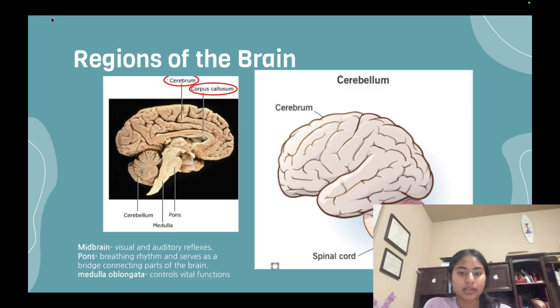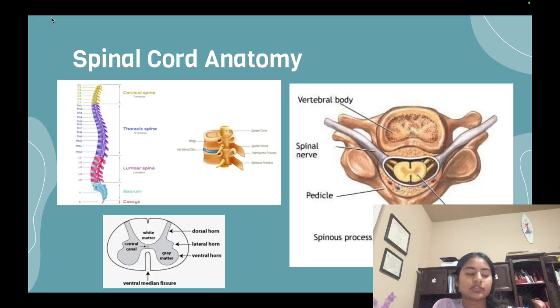Finally, we have the cerebellum, which coordinates balance, posture, movement, and controlled movement as well. Yes, and we're going to be talking about the spinal cord next. So next is the spinal cord.